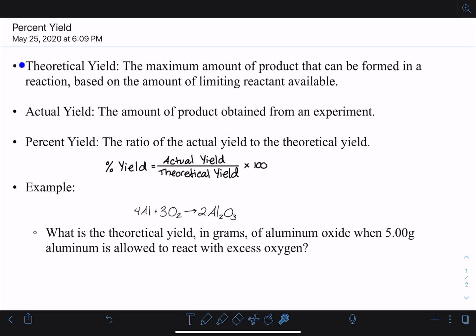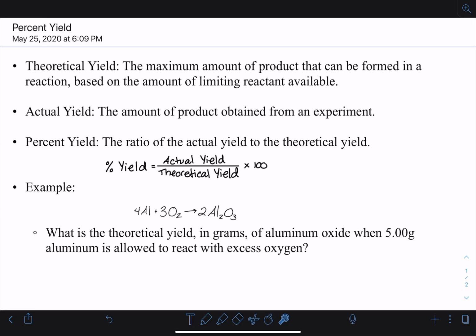The theoretical yield is something that you already know how to calculate. You were doing these calculations in previous lessons when you were figuring out how much product you can form in this reaction. You were calculating the theoretical yield of the reaction. That is the maximum amount that you can form if all of your limiting reactant is completely consumed and all of your product is perfectly collected.